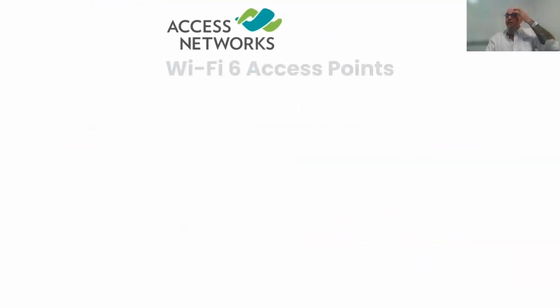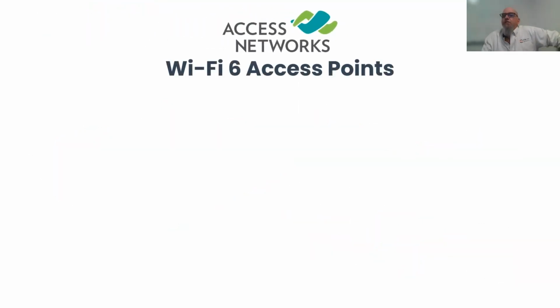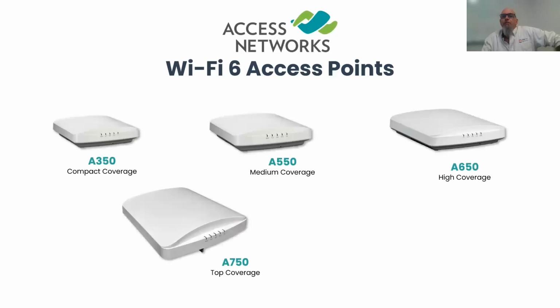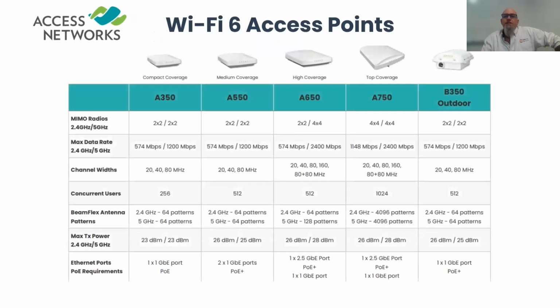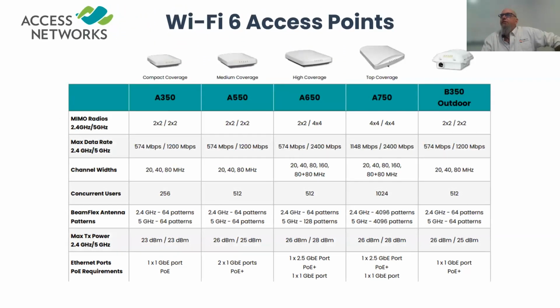Overall, like I said, in the Access Networks line, we have multiple options. We have 4 different interior versions, 1 outdoor version. When we look at the chart of these, most of the characteristics are the same things you've seen before, whether it's a 2x2, meaning a 2 spatial stream access point, up to a 4x4. You'll notice the concurrent users start off at the entry level at 256 and go all the way up to 1,024 on the A750. It is a flagship AP.